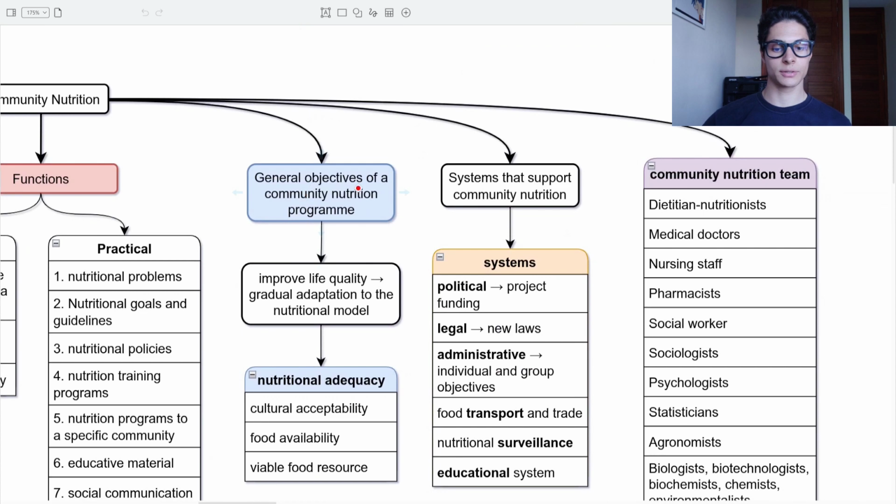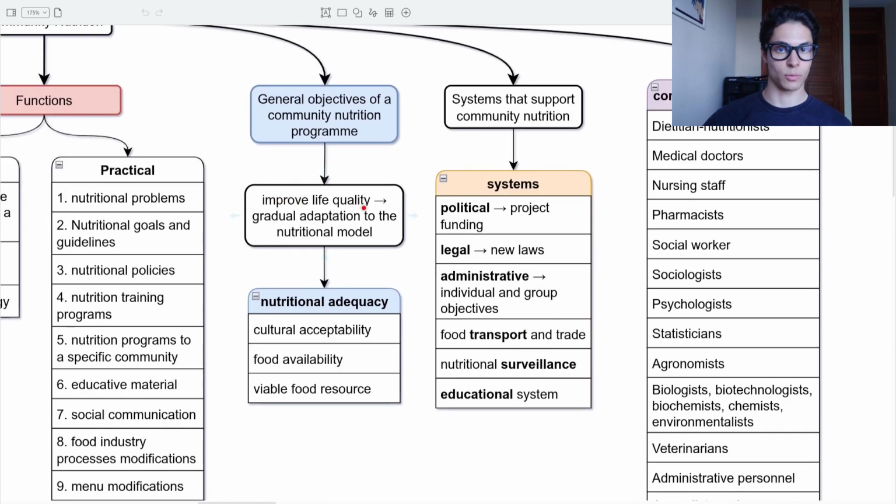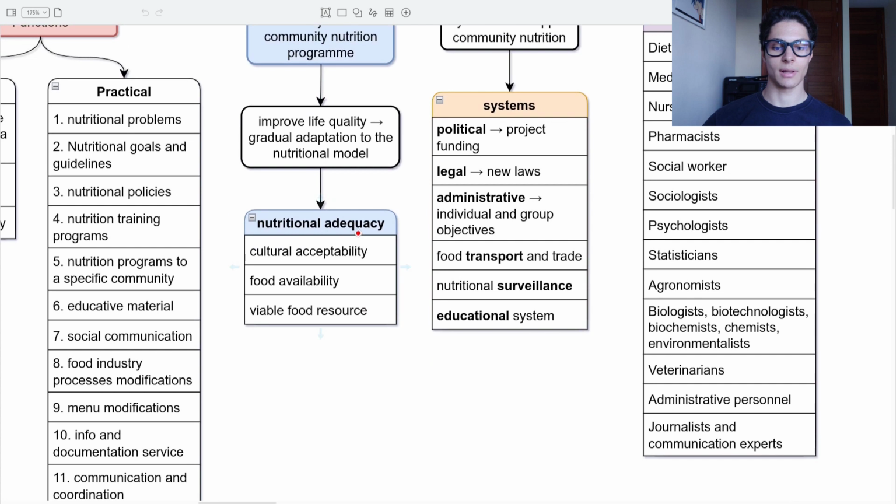The general objectives of a community nutrition program are to improve quality of life by a gradual adaptation to the nutritional model, to the new eating habits. Nutritional adequacy is found in cultural acceptability, so not to give, for example, pork to a Muslim. Food availability, for example, you shouldn't prescribe avocados in northern countries. These are tropical fruits. And take into account the viable food resources.